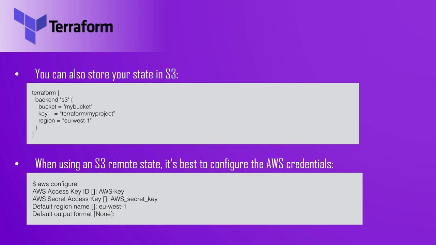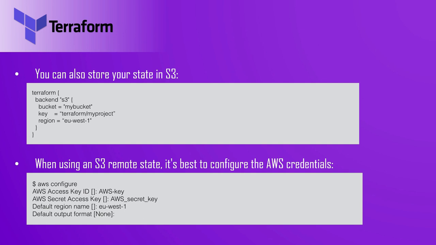Now, when we are using an S3 remote state, it's best to configure the AWS credentials using the AWS command line utility. So, we use aws configure to configure your credentials for your user. This is because you cannot use variables in this backend configuration, because the variables are only used at a later stage of Terraform. The backend code needs access to AWS, to S3, before it does any other initialization.